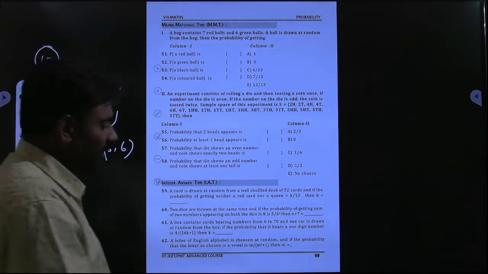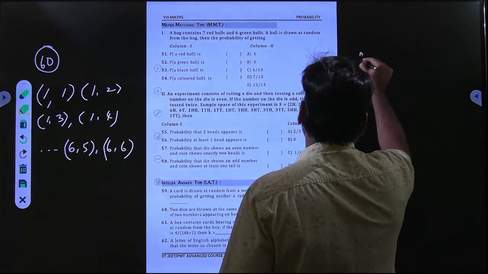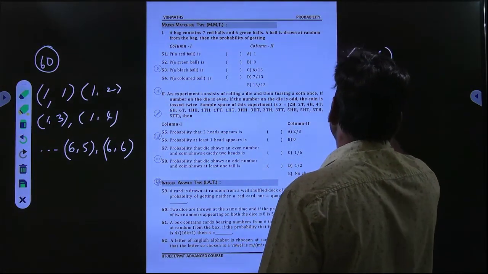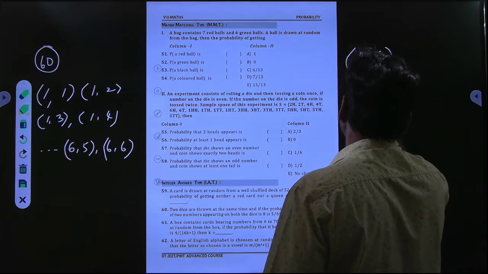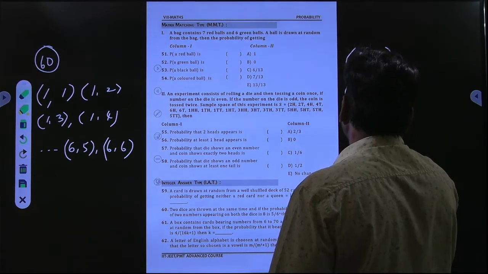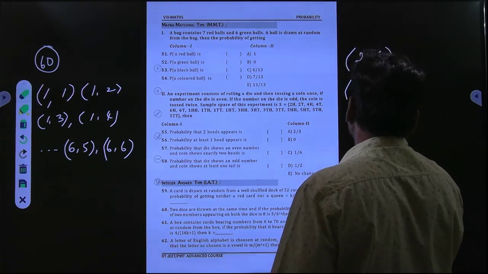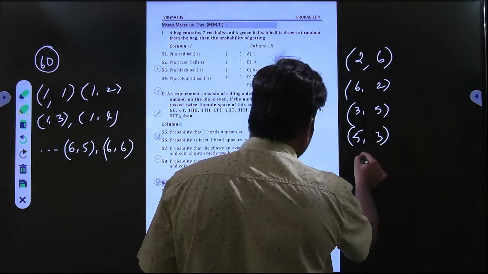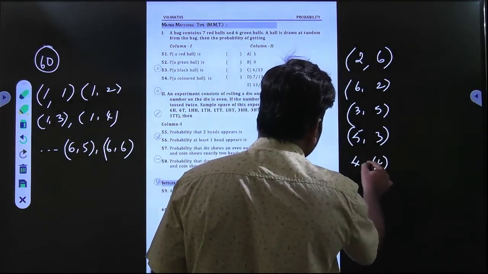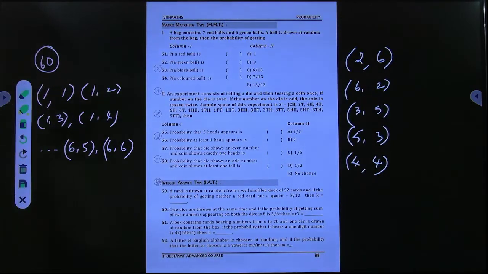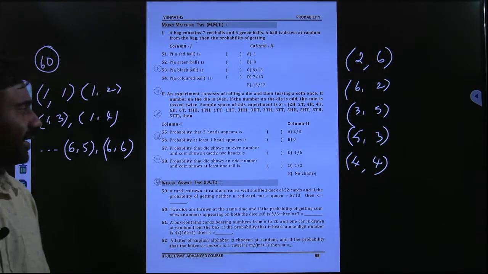Then what are the favorable outcomes? 2 comma 6, 2 plus 6 is 8. In the same way 6 comma 2. Next 3 comma 5, 3 plus 5 is 8. Next 5 comma 3, 5 plus 3 is 8. Next 4 comma 4. Yes, these are the only favorable outcomes. The total number of favorable outcomes is 5.